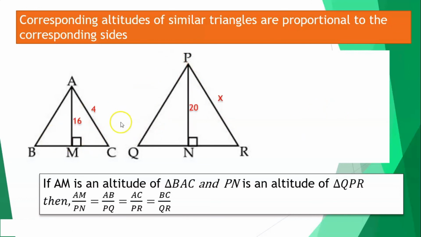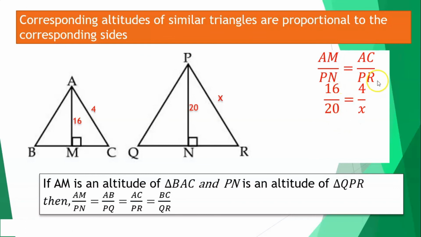So for example, take note, these two triangles here are similar. If this is 16, this is 4, this is 20, this is x. Making your proportions, we'll get this. Substituting, we have 16 over 20 is equal to 4 over x. Cross multiplying, that's 80 over 16. So x here would be 5.